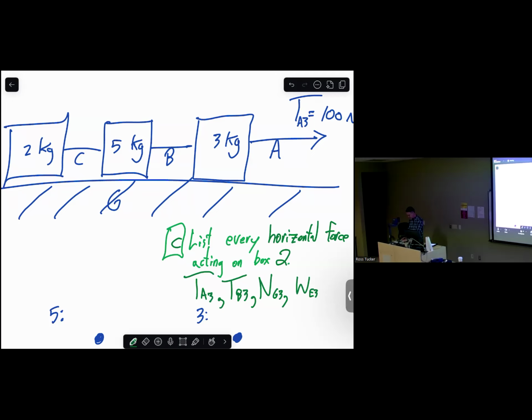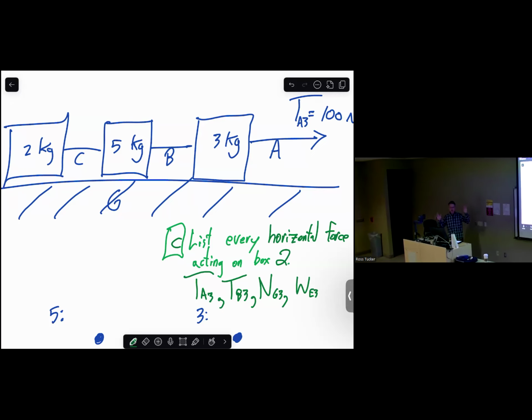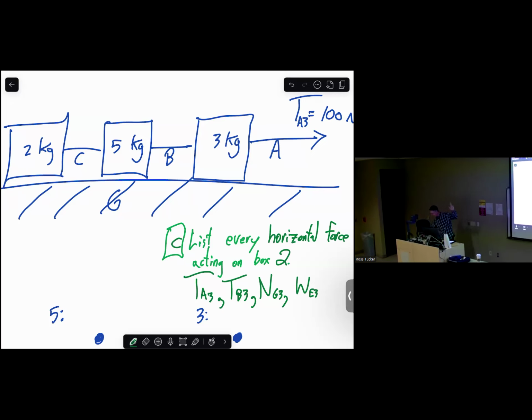Okay, I'm still getting a lot of difficulty here with what objects touch what objects, as well as which direction horizontal is. Please turn to your classmate and identify which direction horizontal means. Please turn to your classmate and help them identify what things touch box 2.